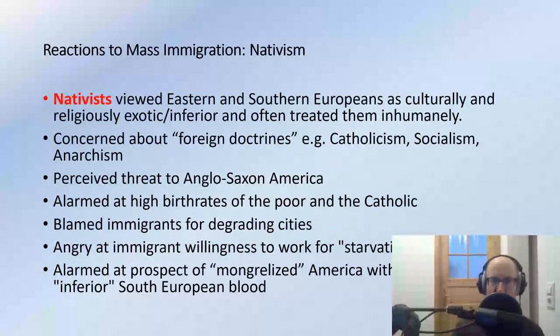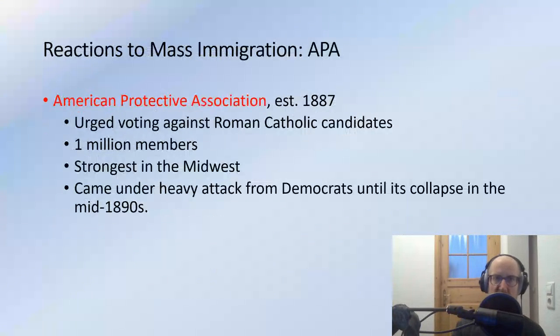The Catholics would intermarry with the Protestants, or even worse, the Chinese would intermarry. Chinese men are going to come for your white daughters. The worst possible thing is the nation becomes this mongrelized nation, right? Of half Chinese, half Irish people, and they're going to take over. And so this was one reaction to immigration, which is nativism.